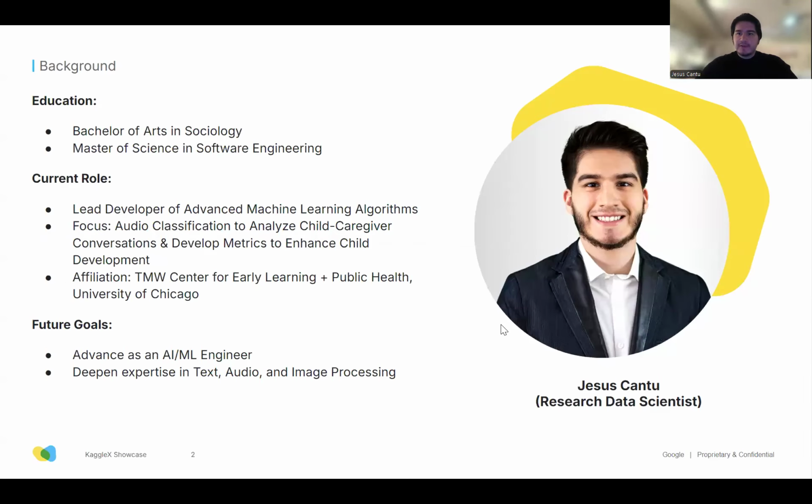Currently, I hold a Bachelor's of Arts in Sociology, as well as a Master's of Science in Software Engineering. I work at the TMW Center for Early Learning and Public Health at the University of Chicago, where I build machine learning algorithms for different tasks, particularly audio classification, which we use to analyze child and caregiver conversations and to develop metrics to enhance child development over time. My future goal is to advance as an AI ML engineer and to deepen my expertise in text, audio, and image processing.